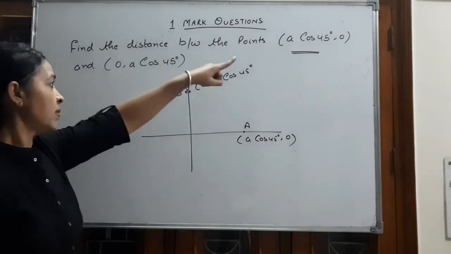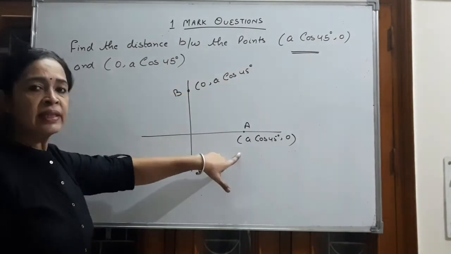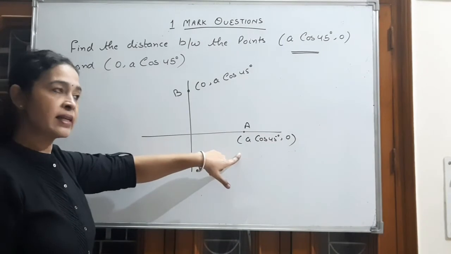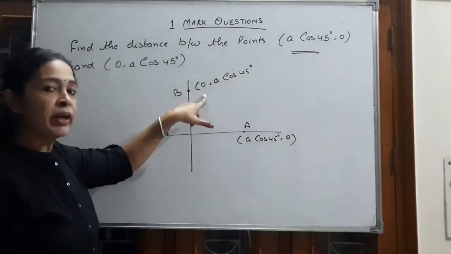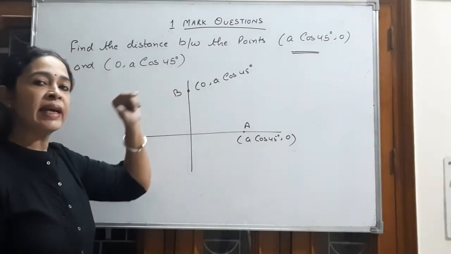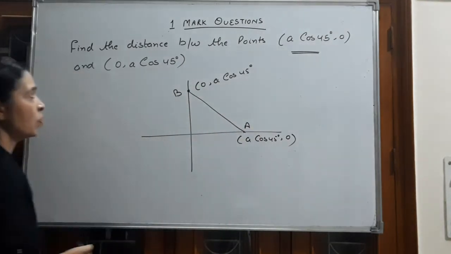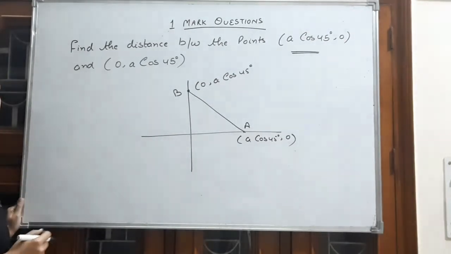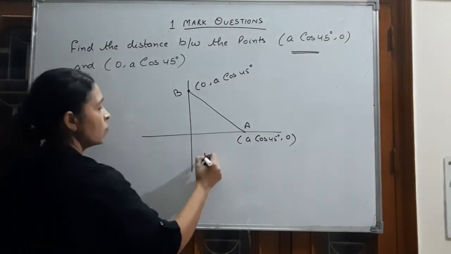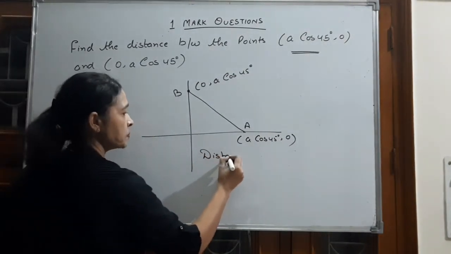If our y coordinate is 0, it means the point lies on the x-axis. And if the x coordinate is 0, it means this point lies on the y-axis. Right? This is our line. What do we have to find? We have to find the distance between these 2 points. What is the distance formula?